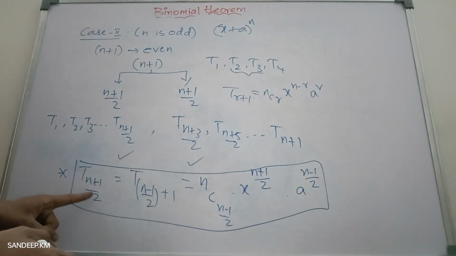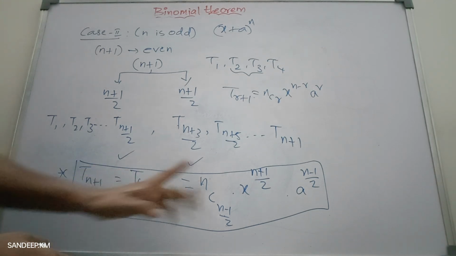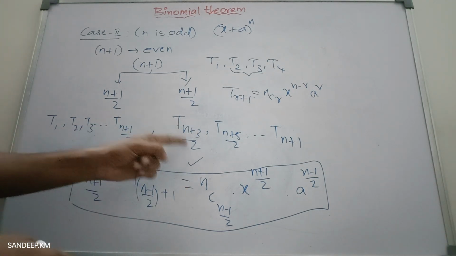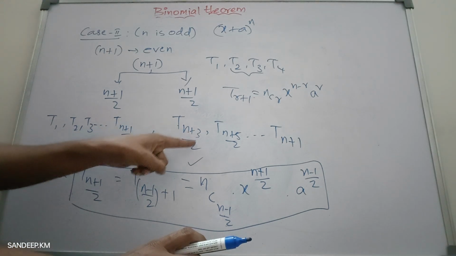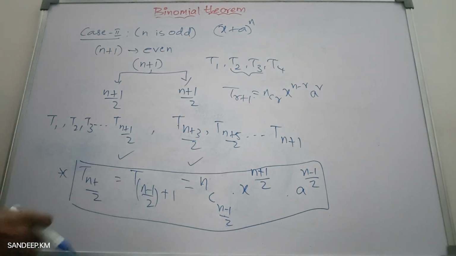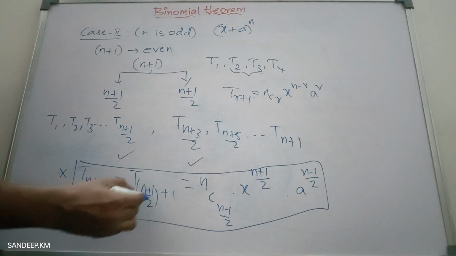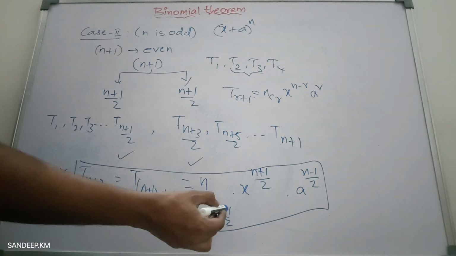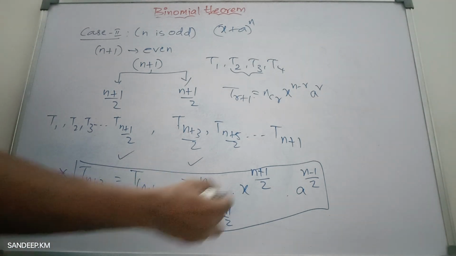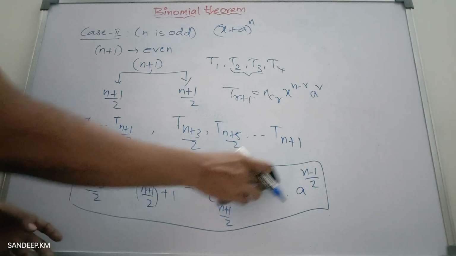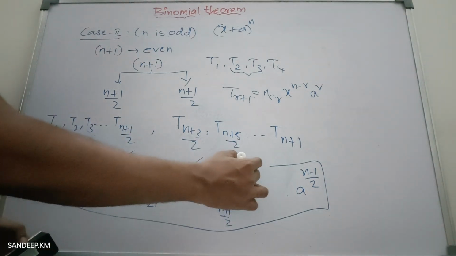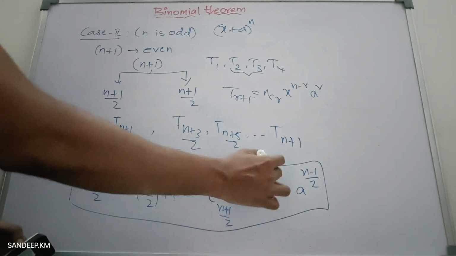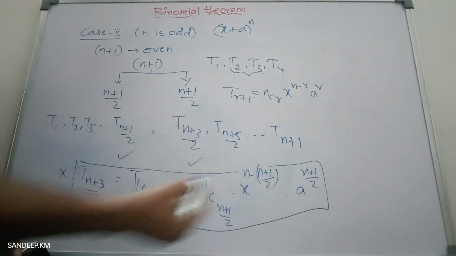In this, the first middle term is T(n+1)/2, which is this. Now what about the next middle term, the second middle term? The second middle term is T(n+3)/2, right? If you want T(n+3)/2, then it is equal to T(n+1)/2 plus 1. So therefore, you will get nC(n+1)/2 into x power n minus (n+1)/2, into a power (n+1)/2.